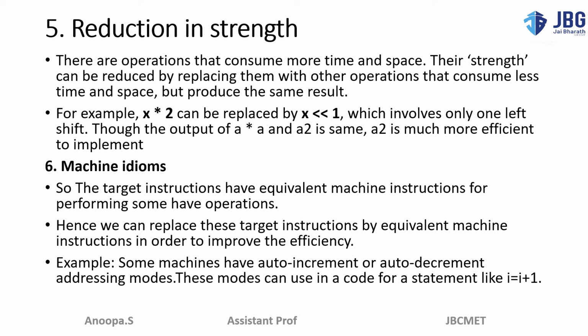Now next is machine idioms. We have seen that instead of I equal to I plus 1, if I give increment I, then it can be executed in a single instruction. So by making use of the particular idioms of the target machine, we can optimize the code. So these are the different ways of peephole optimization.